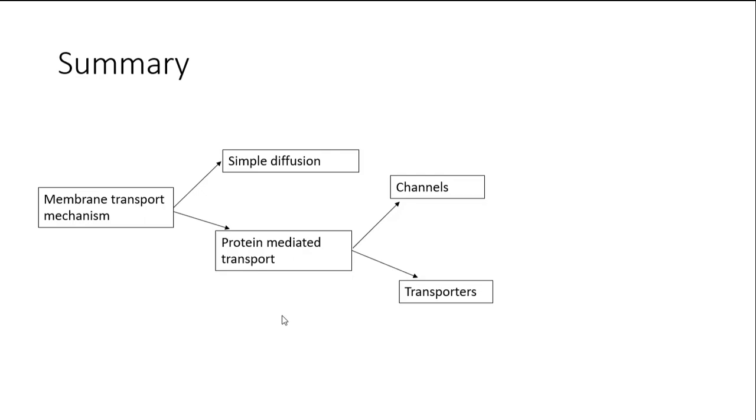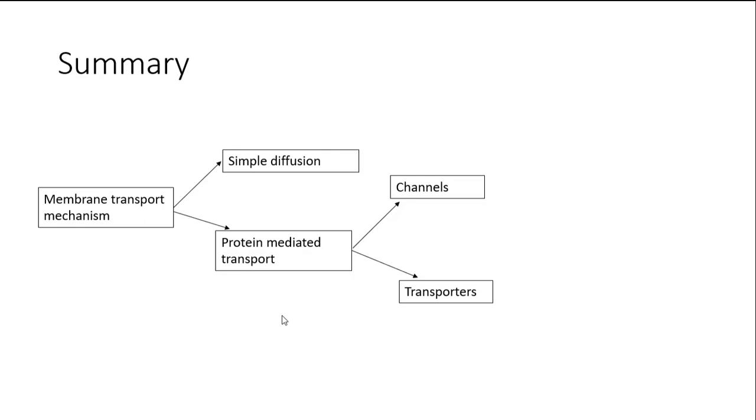Both of them have integral proteins. But what are the differences? Channels have holes within the integral protein, and transporters have binding sites for the solute. And channels are selective for specific ions, for example, aquaporin, which we gave as an example, and sodium as well as potassium channels.